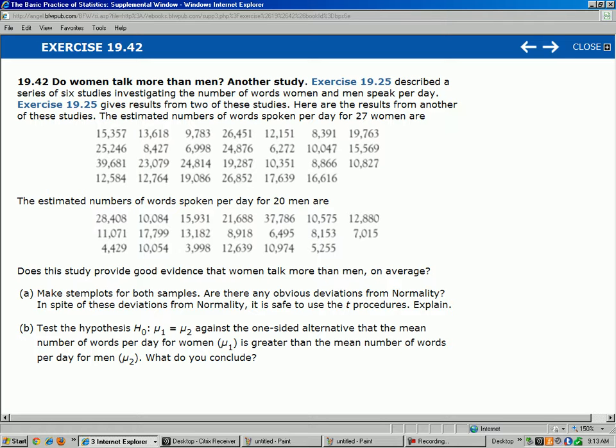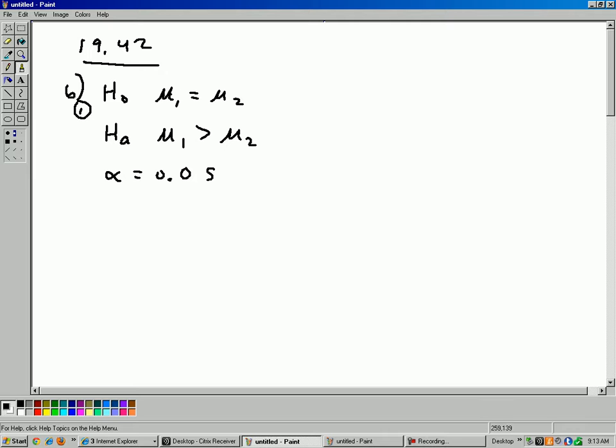Test the hypothesis. They tell us mu1 equals mu2 for the null, and then the alternate mu1 greater than mu2. What do we conclude? Okay, so in part one of the video, we wrote out the null and alternate here. The null mu1 equals mu2. The alternate mu1 greater than mu2. So now on to step two, get that raw data.